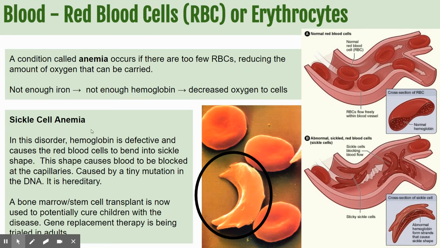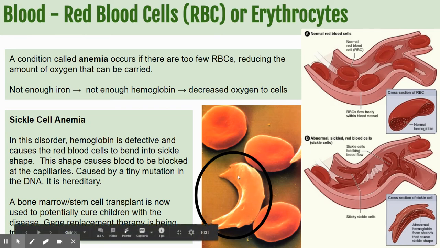Sickle cell anemia is a different type of anemia. In this case, you're actually born with this disorder, so it's hereditary. You have defective hemoglobin, and it causes the red blood cells to bend into a really weird shape, like a crescent moon sickle. It's a sickle shape, and this causes the blood to be blocked at the capillaries.